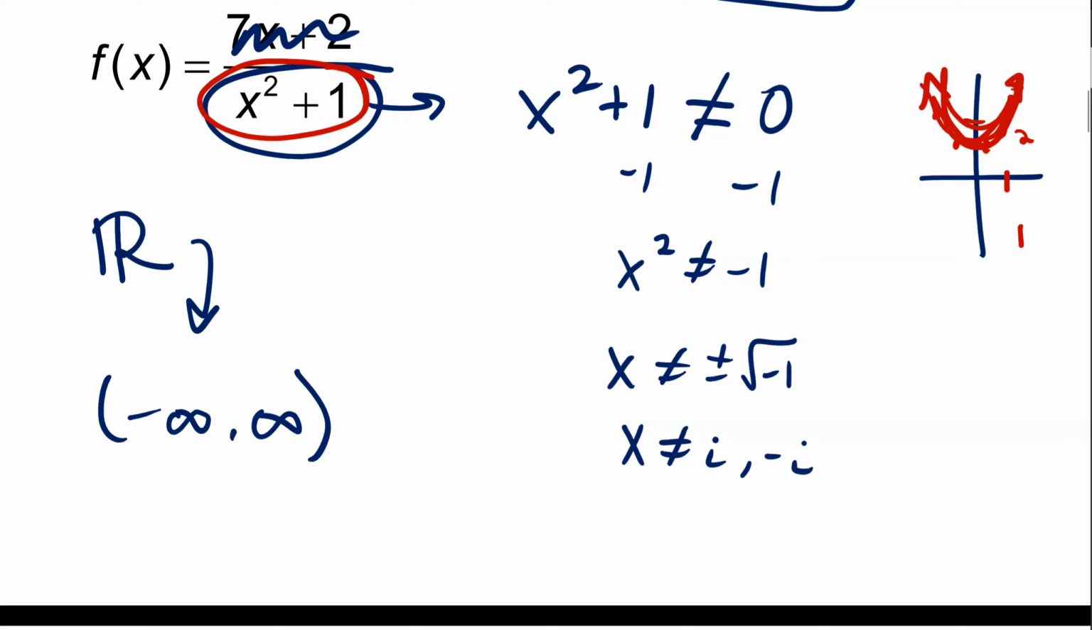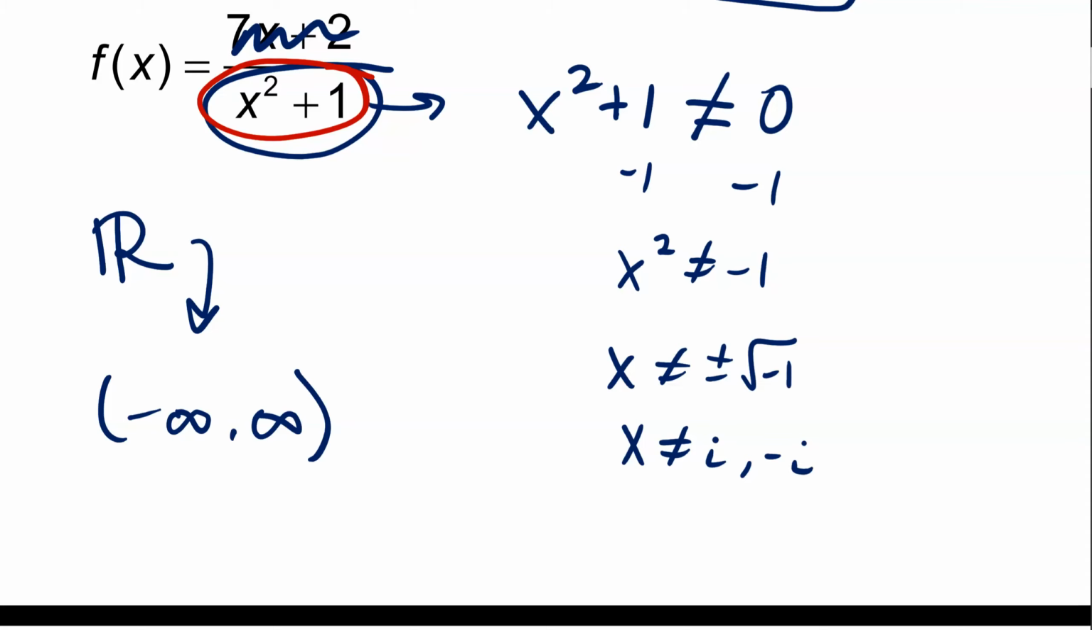We were trying to find the domain. The value to plug in that would make my bottom equal to 0 is imaginary. We're looking for real numbers to plug in that would make it 0. So since there's no real number that would make the bottom of my fraction go to 0, it's going to be all real numbers.